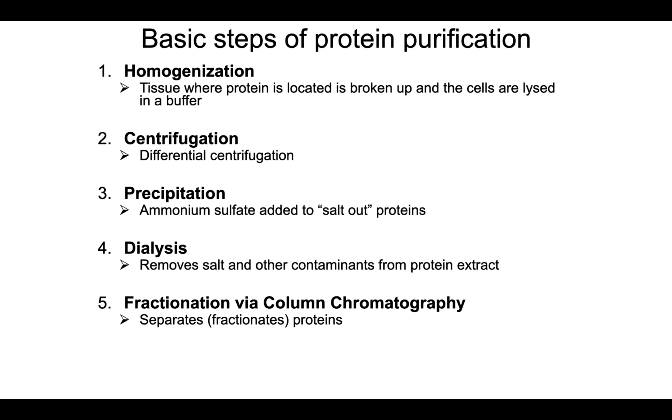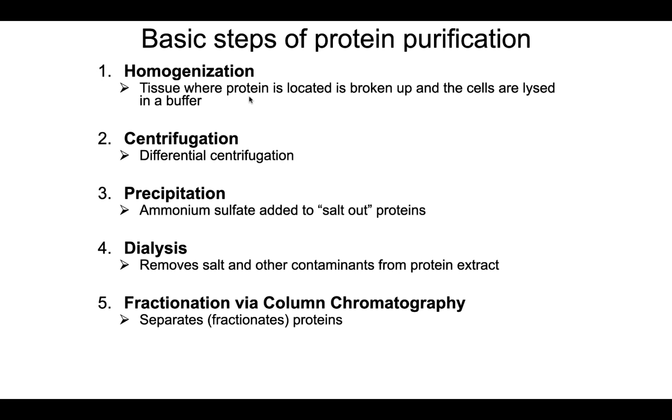So the basic steps of protein purification include homogenization, centrifugation, precipitation, dialysis, and fractionation via column chromatography. Homogenization is that first step where you take your tissue or your complete organism, the origin of your protein, and you grind it up in a buffer.